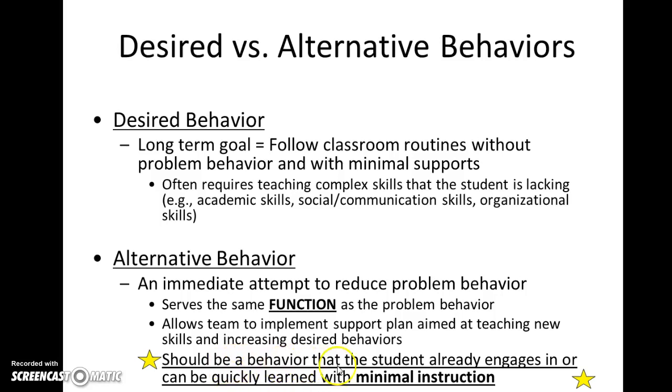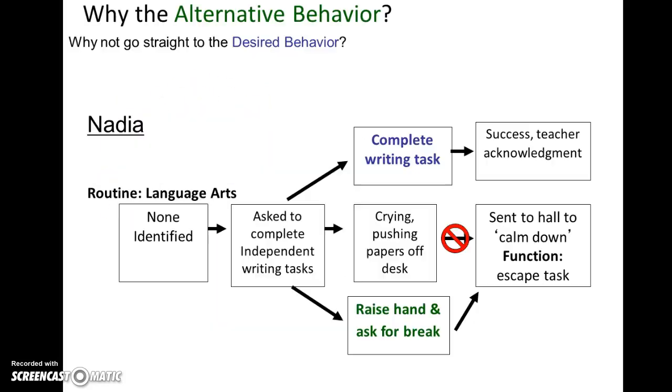So this should be a behavior that the student already engages in or can quickly learn with minimal instruction. Okay, so for example, if a student is avoiding a task by putting his head down or making a disruption, instead of saying, okay, we want you to do the desired behavior, which is to sit down and do your work, they're not ready for it yet. They may not know how to do the work, or that work may be too hard for them. You want an alternative behavior that is not the problem behavior, but something that will be working towards the desired behavior. I'll give you an example.